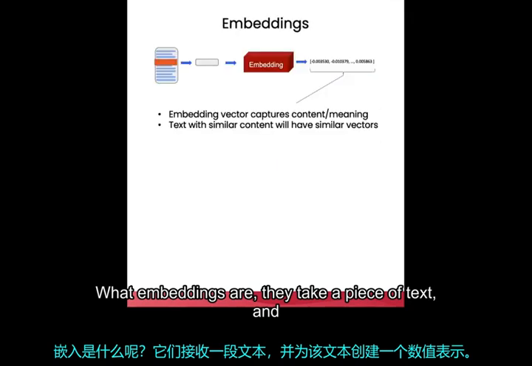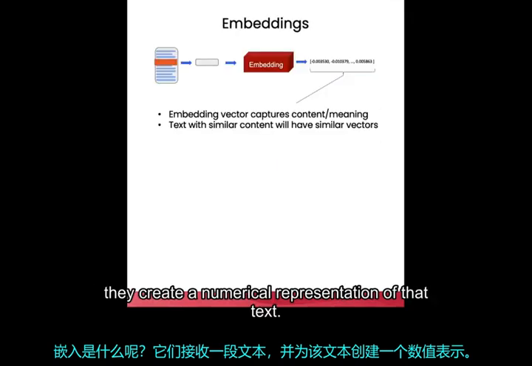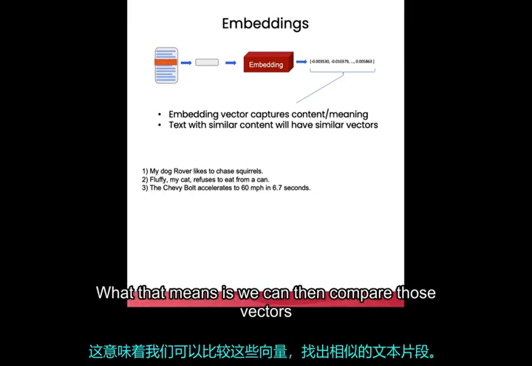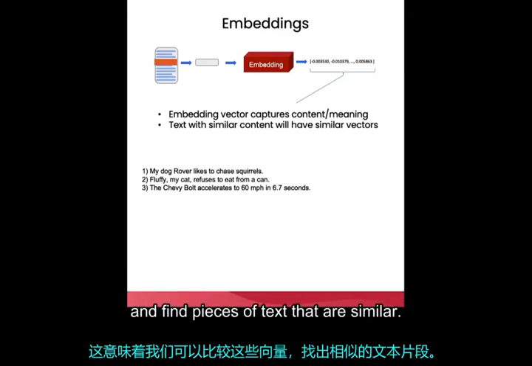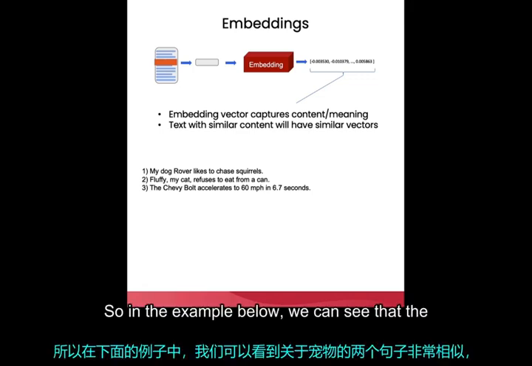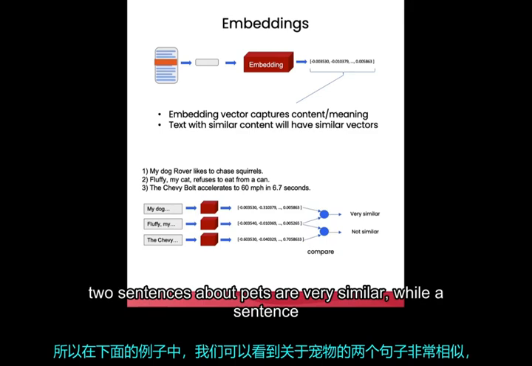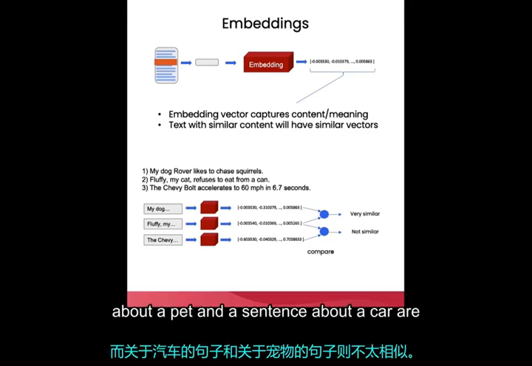What are embeddings? They take a piece of text and create a numerical representation of that text. Text with similar content will have similar vectors in this numeric space. What that means is we can then compare those vectors and find pieces of text that are similar. So in the example below, we can see that the two sentences about pets are very similar, while a sentence about a pet and a sentence about a car are not very similar.